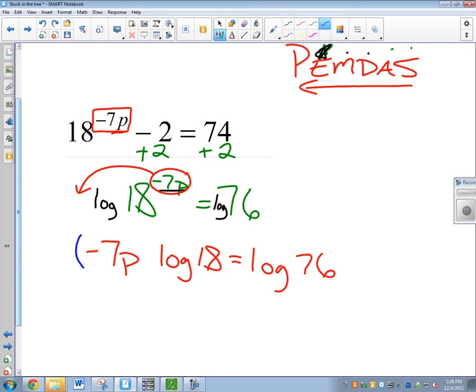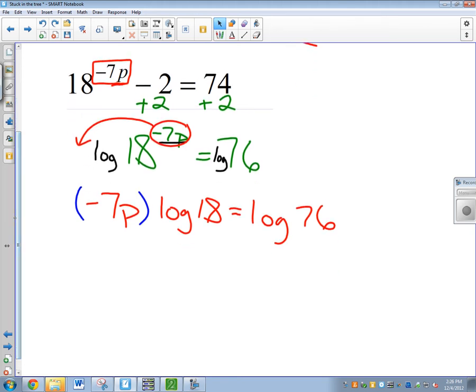The exponent that we had, think about that as being in parentheses, so it's negative 7p. Log of 18 is equal to log of 76. Now we are solving it. We're going to say, okay, great, we did the hard stuff. Now we're going to solve. We're going to take log of 18 and divide by both sides. So over here, they cancel. Over there, I'm sorry, it's the log of 18.